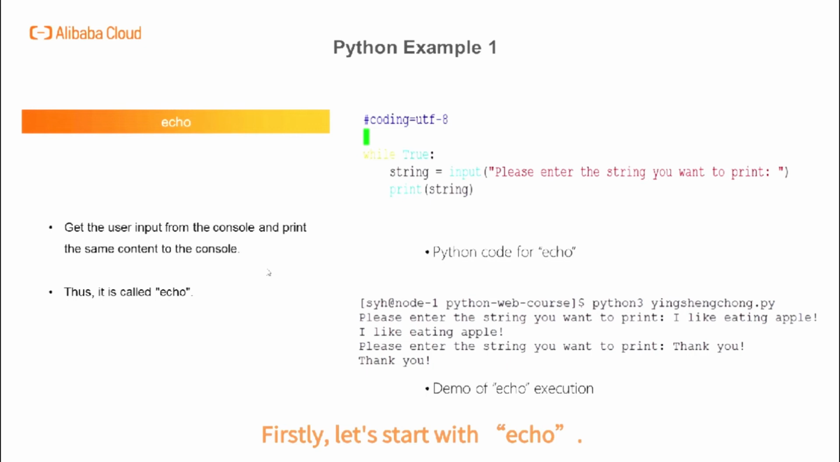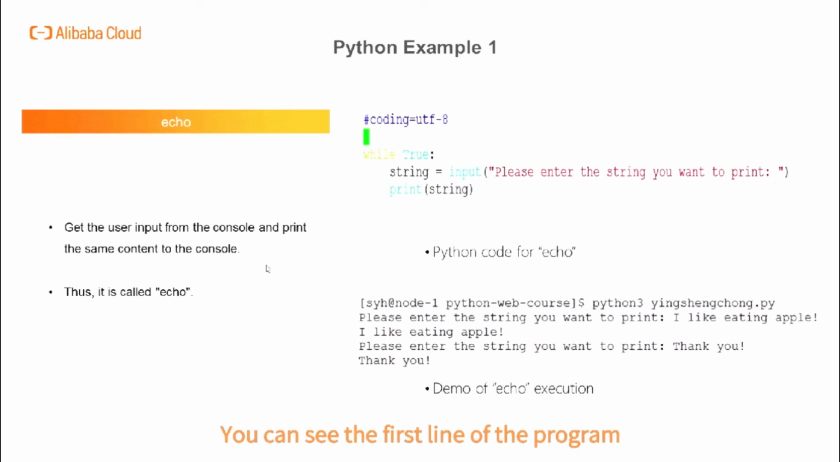Firstly, let's start with echo. The function of echo is very simple. That is, we let the user enter a string from the console, and then our program prints what the user just entered on the screen. That's why it is called echo. Here on the right, you can see the source code of echo.